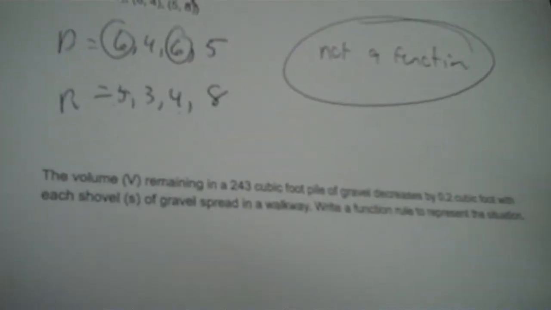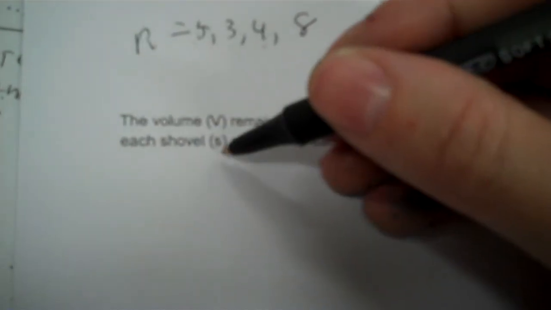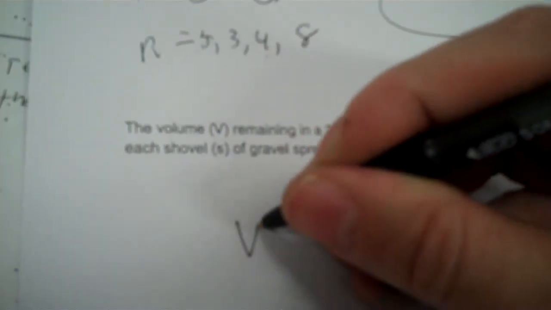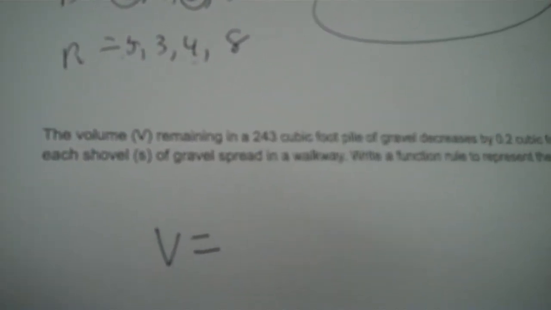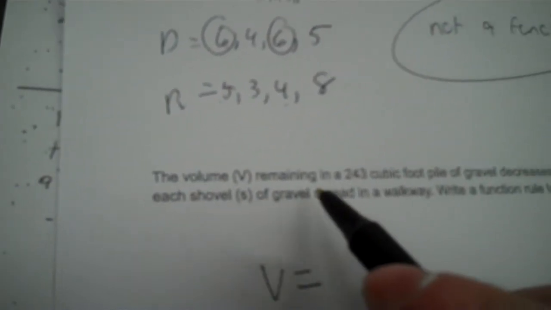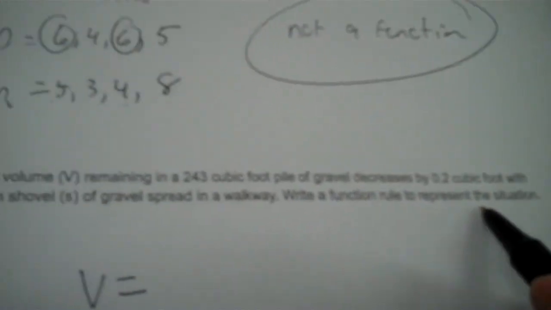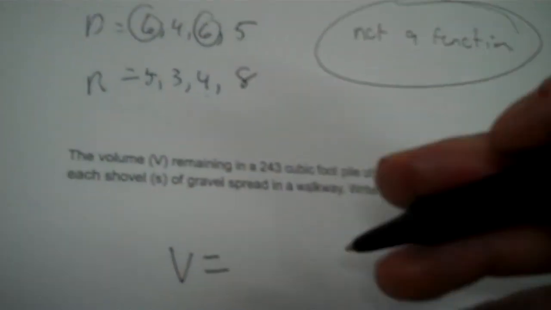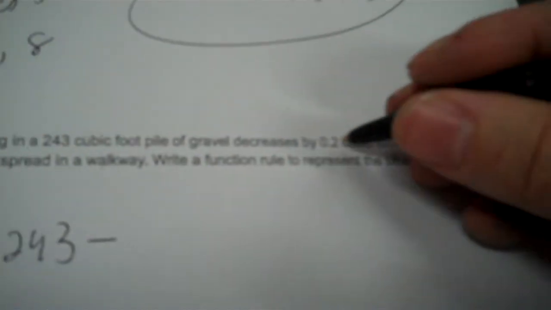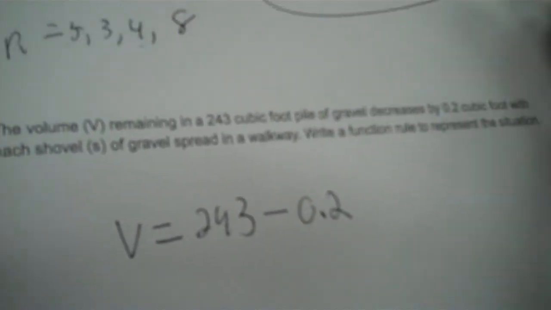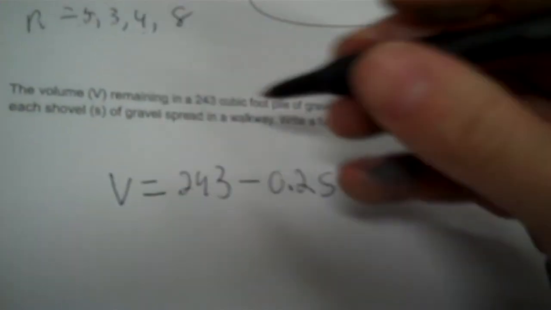Then the last one: you're writing a rule just by reading the little paragraph. Remember, I need to see 2 variables. If I don't see 2, it's wrong. The volume remaining in a 243 cubic foot pile of gravel decreases by 0.2 cubic foot with each shovel S of gravel spread on a walkway. Write a function rule to represent the situation. So you've got 243, and then you're decreasing by 0.2 each shovel, S. That's it.